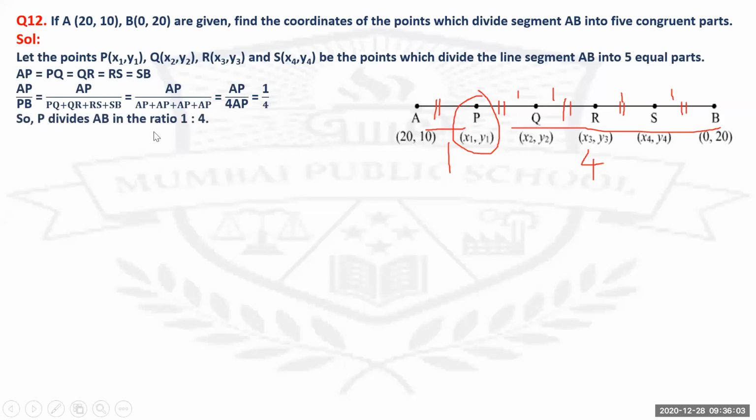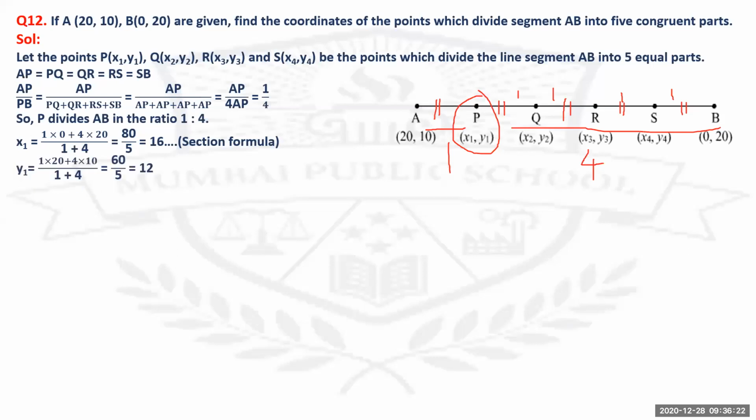So let's begin. Check AP upon PB is 1 upon 4. Applying the section formula, 1 into 0 plus 4 into 20 upon 1 plus 4, that is 80 upon 5, that is equal to 16. This you have got by the section formula. And y1 is 1 into 20 plus 4 into 10 upon 5, that is 60 upon 5, that is equal to 12. So the coordinates of point P are 16 comma 12.